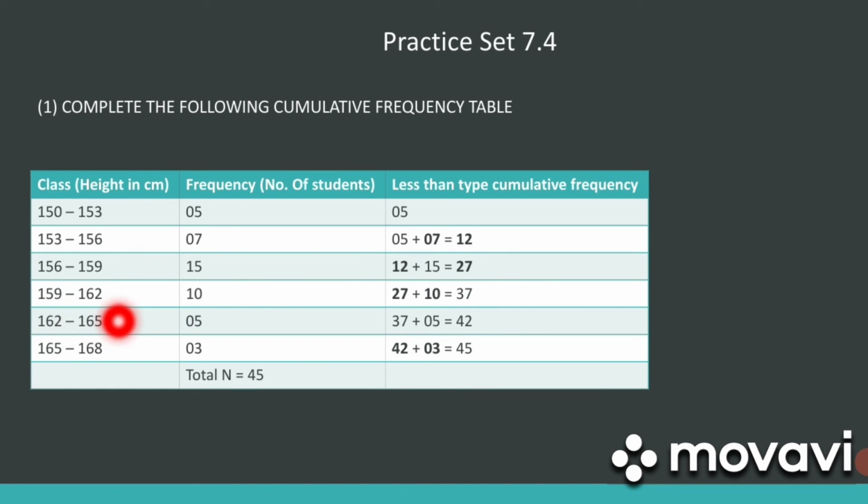For 159 to 162, we add the cumulative frequency, that is 27, to the frequency of the class 159 to 162, which is 10. Therefore, 27 plus 10 is equal to 37. For 162 to 165, we add 5 to the cumulative frequency of the previous class, that is 37, and that is equal to 42. And for the class 165 to 168, we add the frequency 3 to the cumulative frequency of the previous class, that is 42, and therefore we get 42 plus 3 is equal to 45.